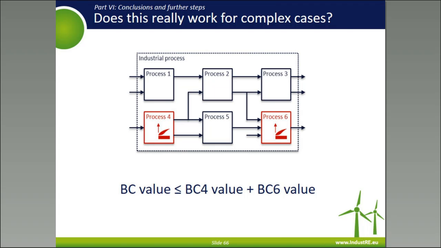And what you can assure is that the business case value you achieve when everything operates all together, the maximum value you will get is the sum of both or lower. And of course, that's not an answer to the question, what's the real value, but at least you can give an upper boundary for it.